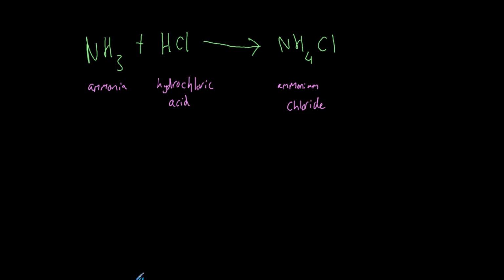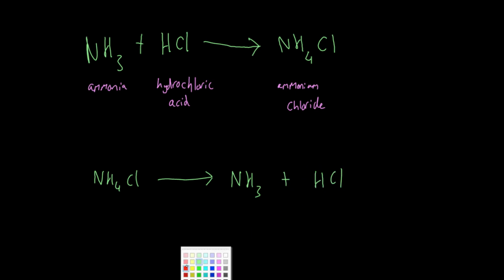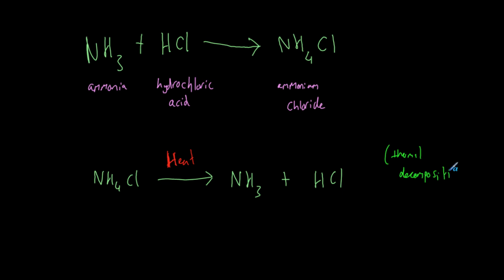Now what's interesting is that if we heat ammonium chloride, so NH4Cl, it will reform ammonia plus hydrochloric acid. So heat there. And you should remember what type of reaction this is. If we add heat and we break one substance down, that is known as a thermal decomposition. So I'll put that just here to the side. Thermal decomposition. There we go. So that's a thermal decomposition reaction.